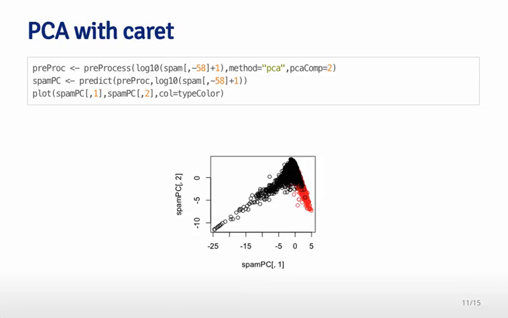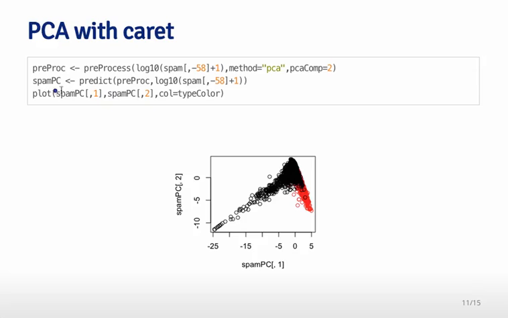You can do this in caret as well. So you can do it using the preprocess function. So this is basically doing a similar type of operation with the caret package. You pass the preprocess function the same data set that you did before. You tell it what method to use. In this case, you're telling it to use principal component analysis, or PCA. You tell it the number of principal components to compute.